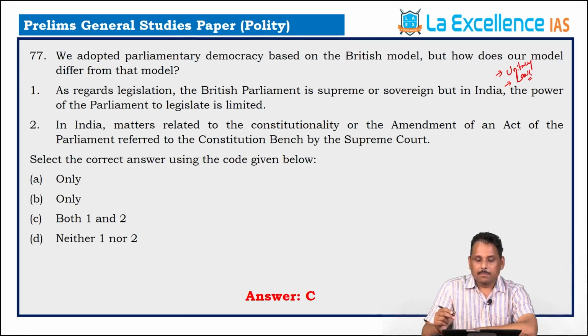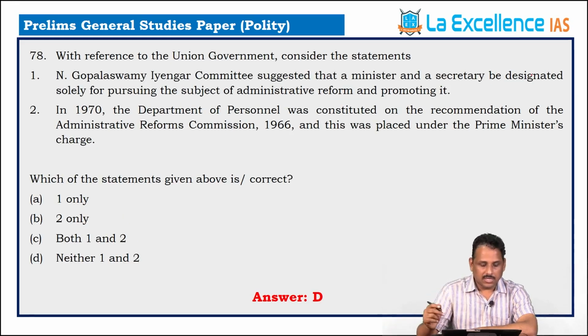That is, the British parliament is supreme or sovereign, but in India, the power of the parliament is very limited. Yes. Second, the constitutionality of amendment acts can be questioned by the Supreme Court. The next question is about the union government. So this question is a bit tricky.